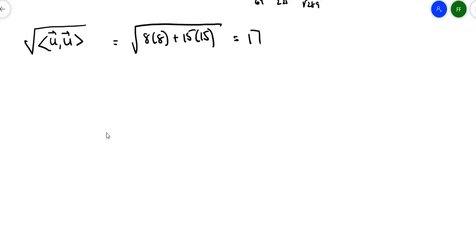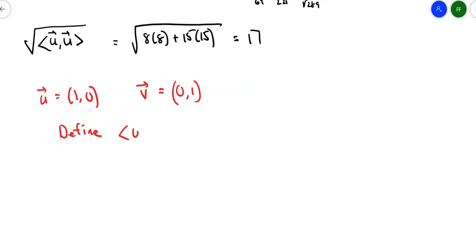Let's start with the standard ordered basis vectors in R2. So suppose my unit vector u is (1, 0) and my vector v is (0, 1), and I'm operating in R2. And I define this certain inner product to be what we had before. The inner product of u and v is 3 u1 v1 plus 2 u2 v2.